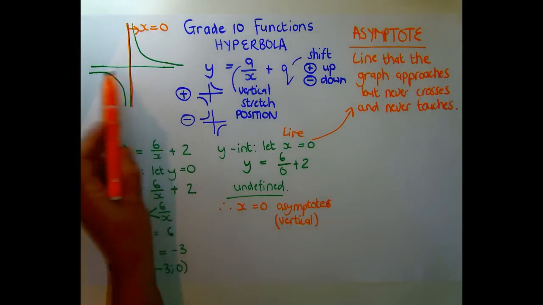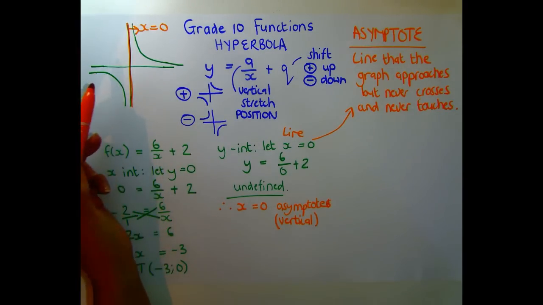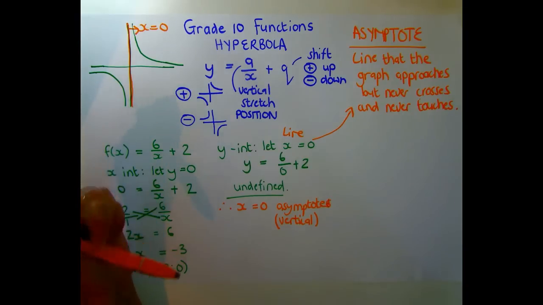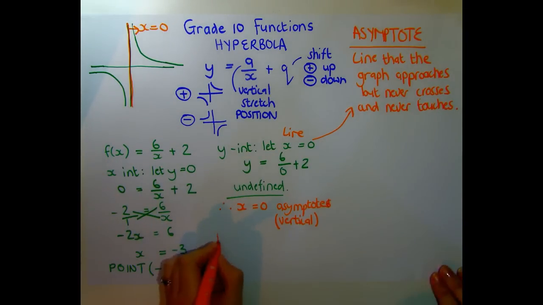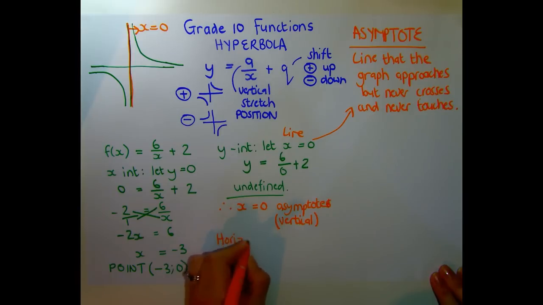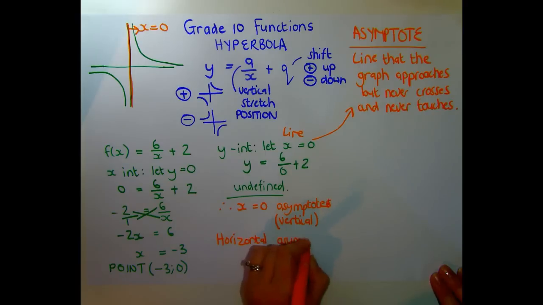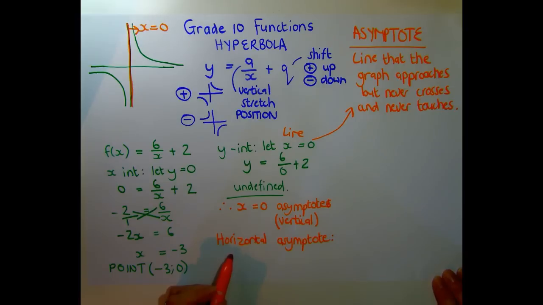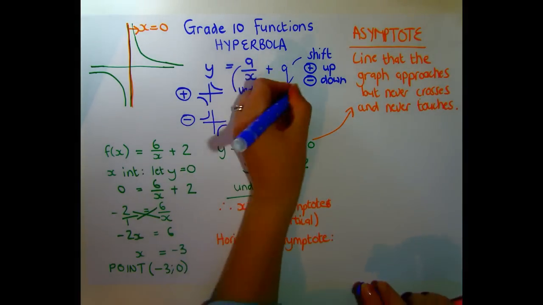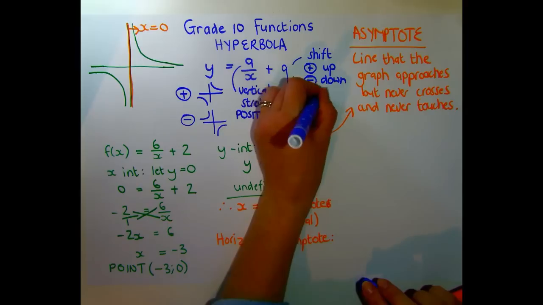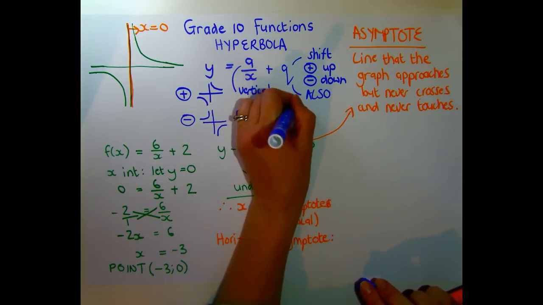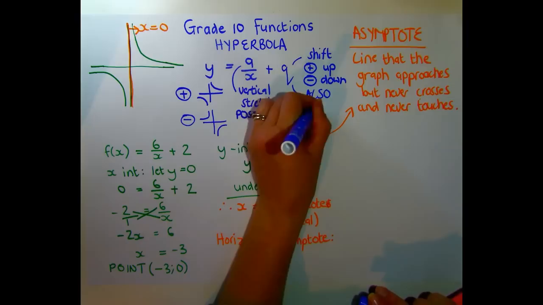We're also going to have a horizontal asymptote, and that's going to be quite easy to find. The next step is to write down the horizontal asymptote. And you just read that off the q value. So we're going to add that to our labeling of the formula. This, the q value, is also the value of the horizontal asymptote.